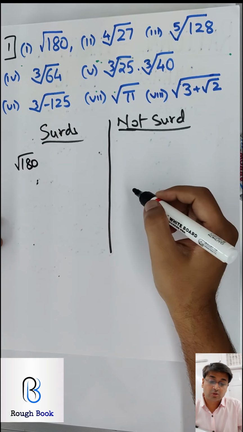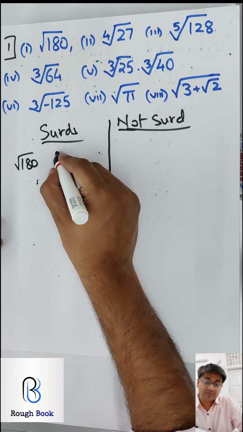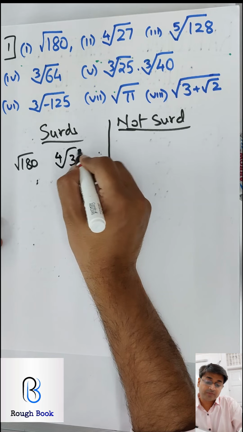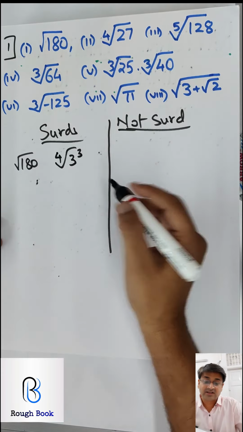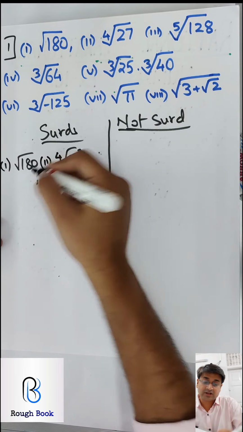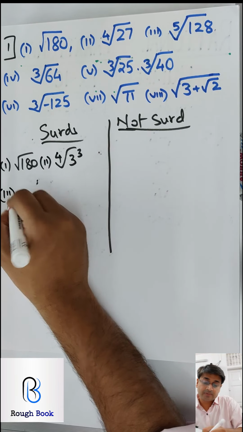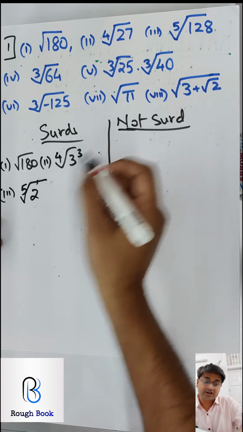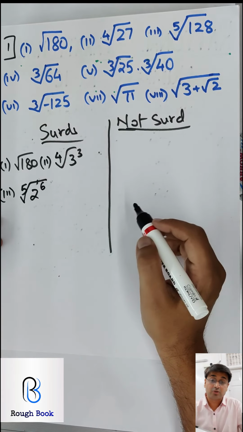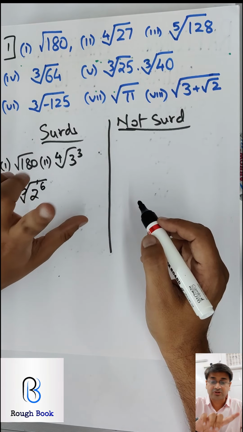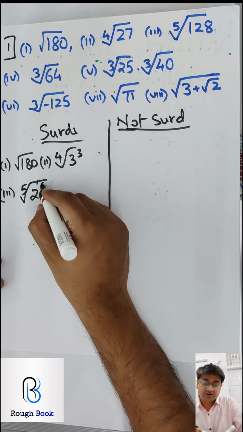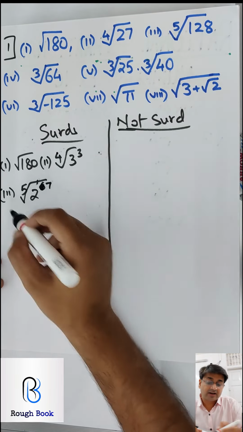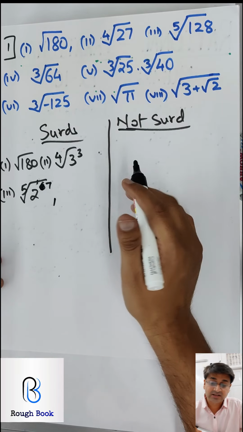The next one, 4 root 27. 27 basically is 3 cube. So again I can't get rid of the root, therefore it is a surd. So 1, 2 both are surds. The third one also, 5 root 128. So 128 is basically 2 raised to 7: 2, 4, 8, 16, 32, 64, 128, sorry, 7 times. So still you can't get rid of the root, therefore it is a surd.